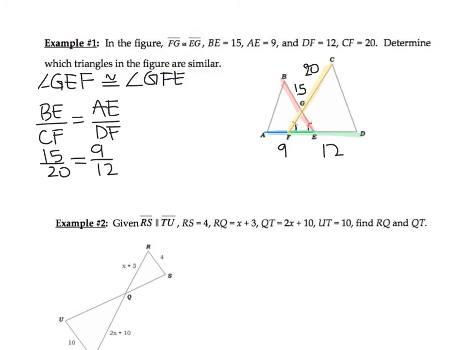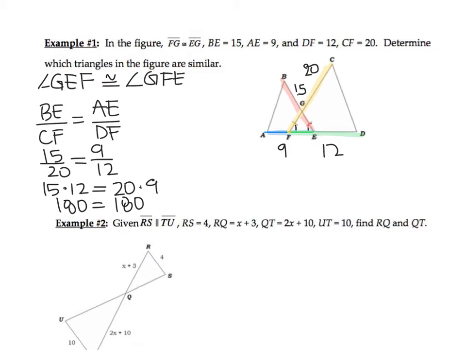So we can either simplify both of these fractions to make sure the ratios are the same, or we can use our cross product. If we cross multiply, we should get the same value, and then we know the sides would be proportional. So we're going to do 15 times 12 equals 20 times 9. And 15 times 12 is 180, and 20 times 9 is also 180. So we get 180 equals 180, which means our sides are proportional.